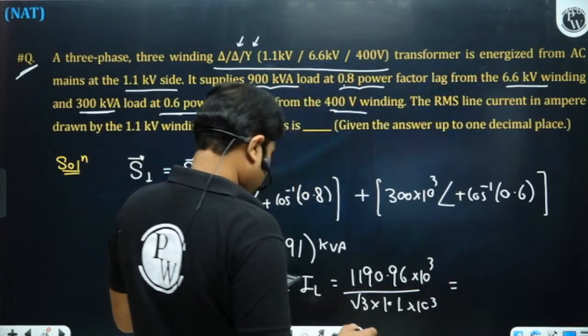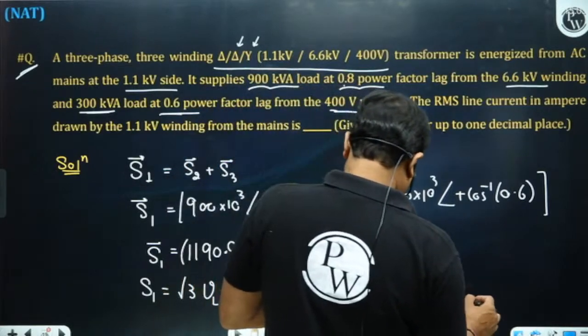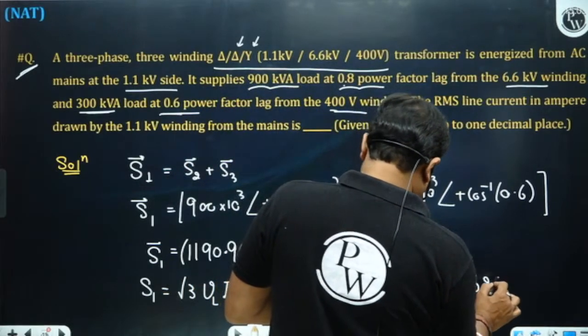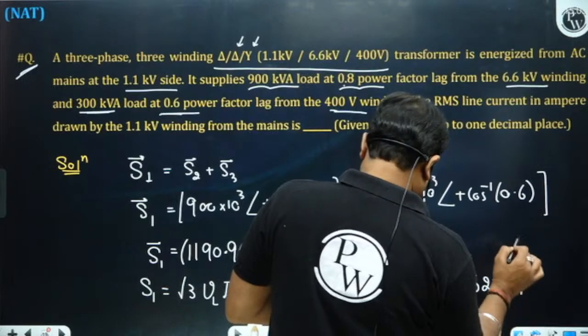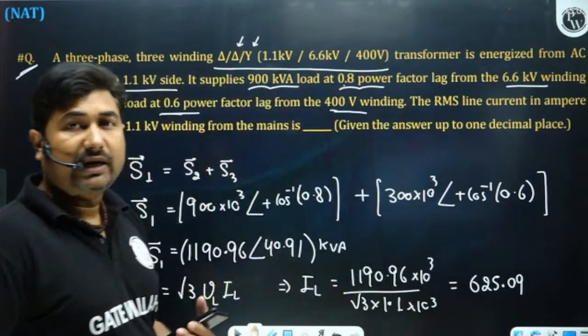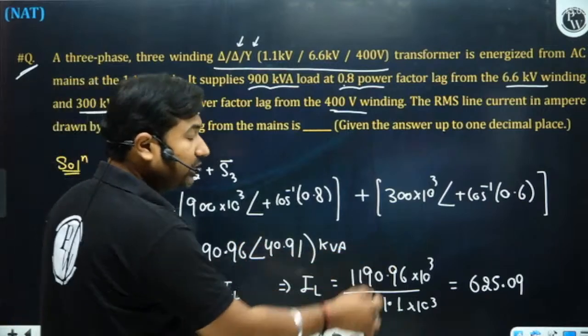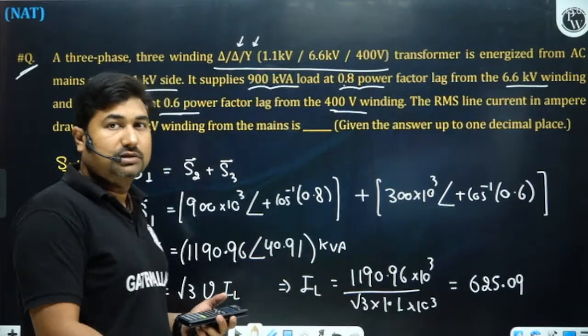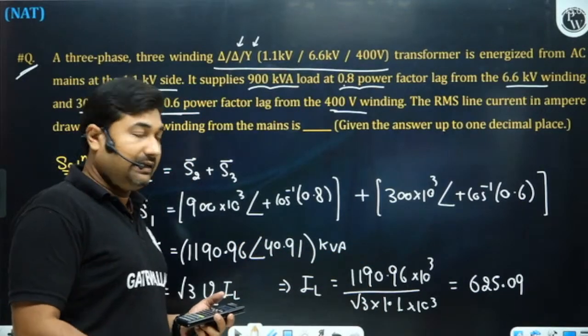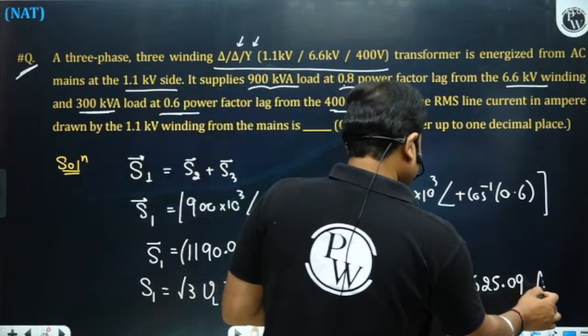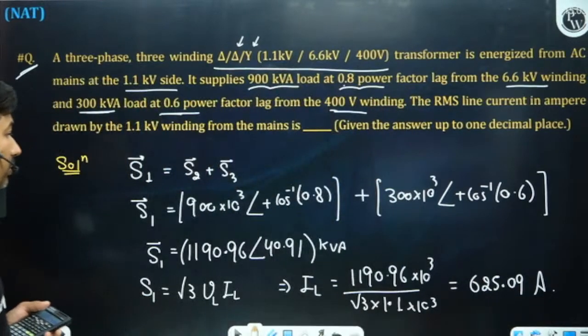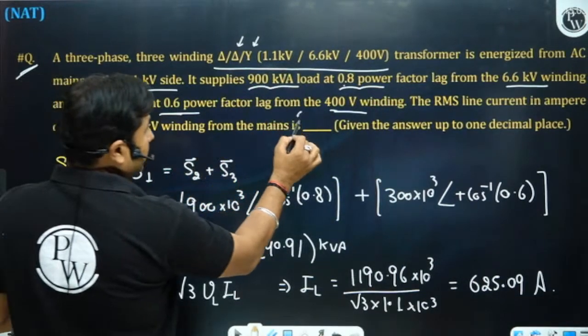So after solving we have 625.09. In case the power factor is also being asked, you can calculate it along with the angle. You will have an angle of 40.91, so cos of 40.91 lagging. Okay, that will be the power factor. So 625 ampere.